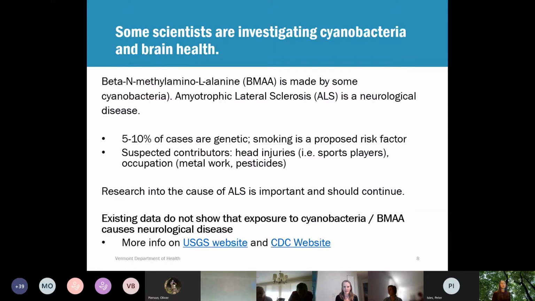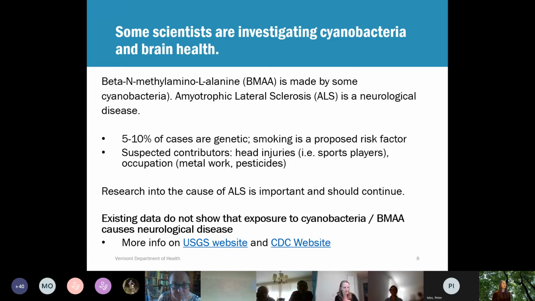So there's one other area of research that I want to talk about, which is a group of researchers who are looking into a possible link between cyanobacteria and neurodegenerative diseases, specifically ALS. There's a chemical, a non-essential amino acid called beta-N-methylaminoalanine. We'll call it BMAA for short. BMAA is made by some cyanobacteria, and some researchers are studying a theory on whether that BMAA is associated with ALS, which is amyotrophic lateral sclerosis.